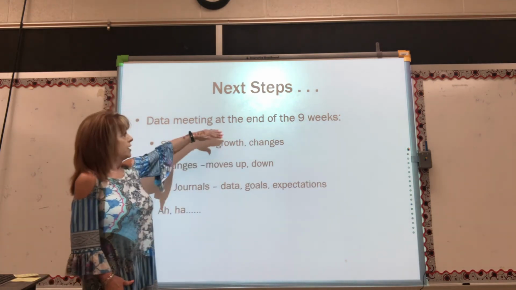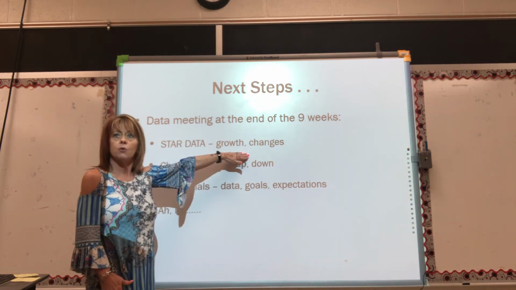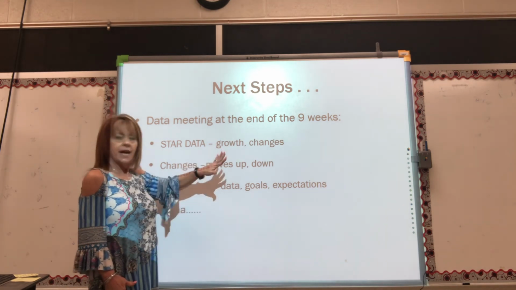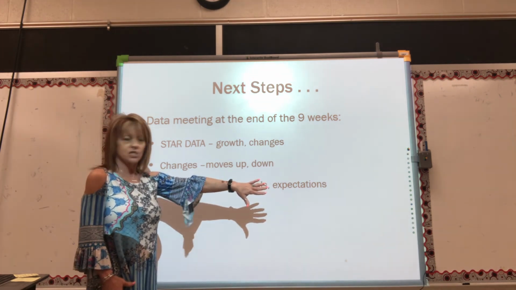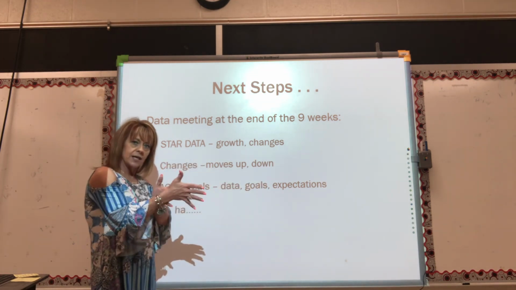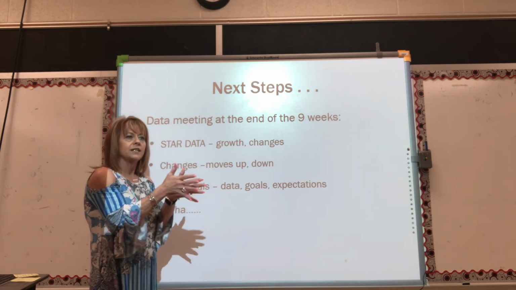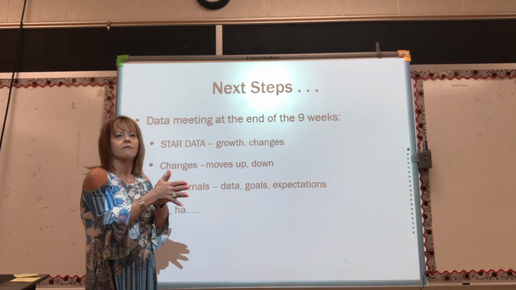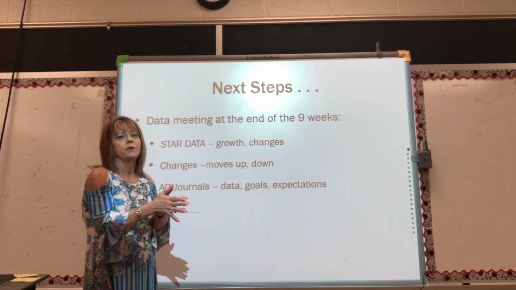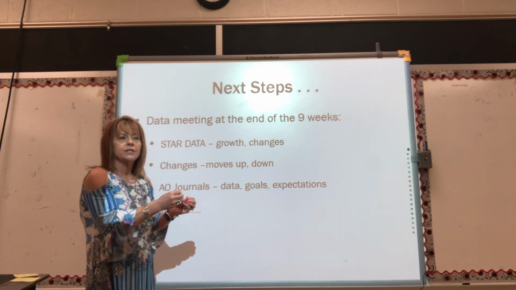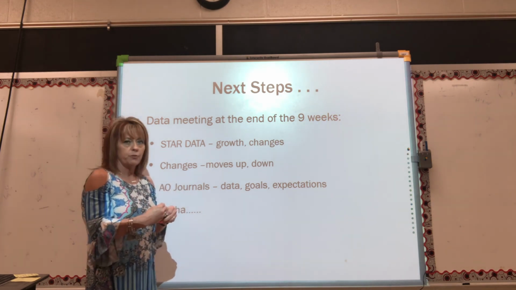Next steps. At our data meetings at the end of the 9 weeks, we're going to look at our STAR data. We're going to look at growth and changes to our grouping. We will move up, down. We're going to look at their AO journals, look at their data, their goals, their expectations. Is it aligned with the growth that you are seeing? Are the children buying in and putting in that effort? We've got to motivate these children. We have got to make them have the confidence in themselves that they can be successful, that they take ownership in their learning through academic opportunity and conferencing with these children. All these things are going to fall into place.